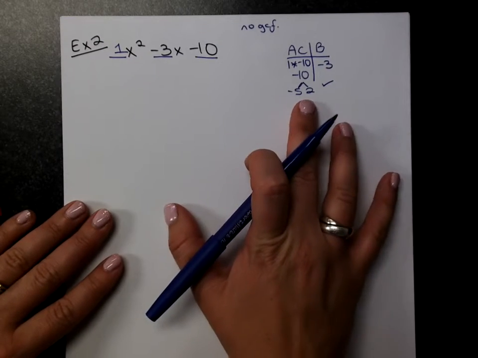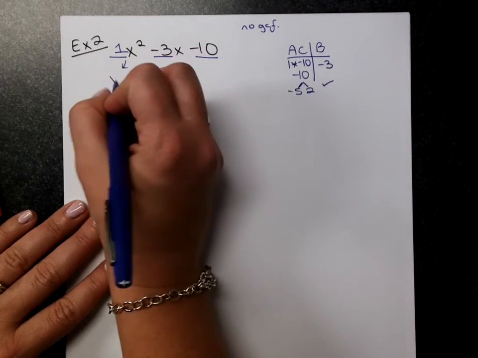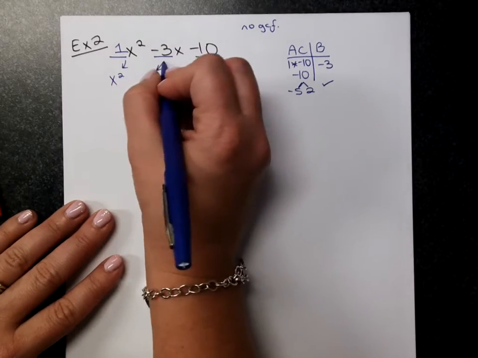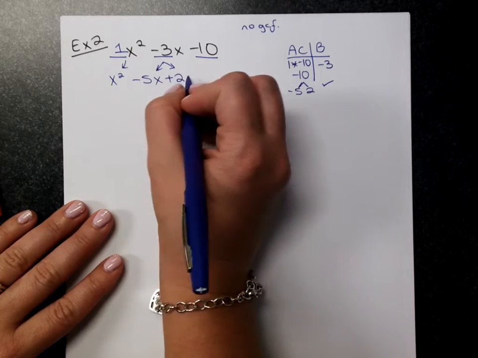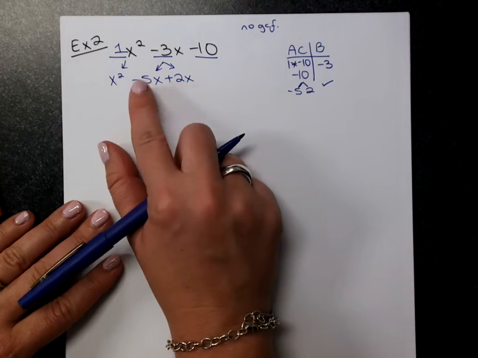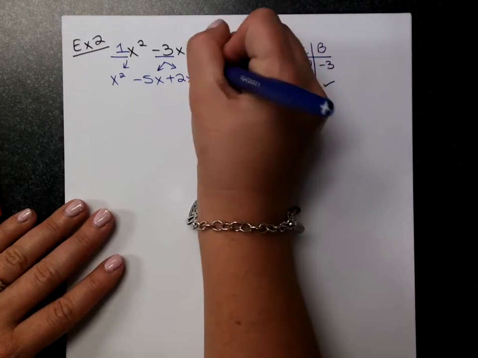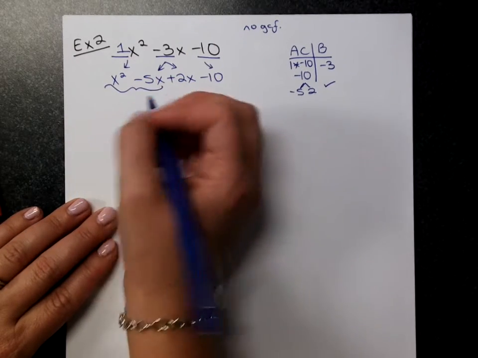Once I have that pair, some of you guys, it might take a few tries, but as soon as you have that pair, you split the middle term. So x squared stays there. This becomes minus 5x and plus 2x. It doesn't matter which one goes first. As long as the 5 is negative and the 2 is positive, you can write it the other way. And then minus 10. Then you grab your groupings.